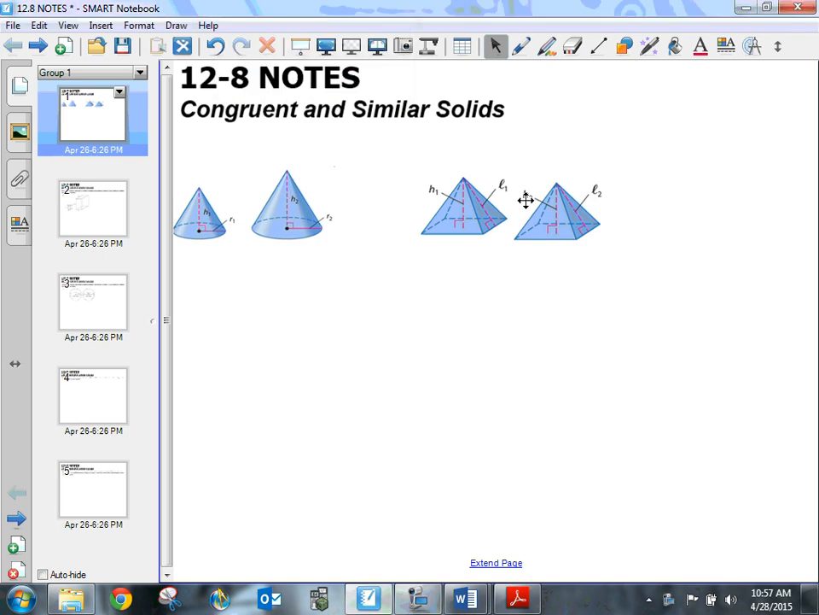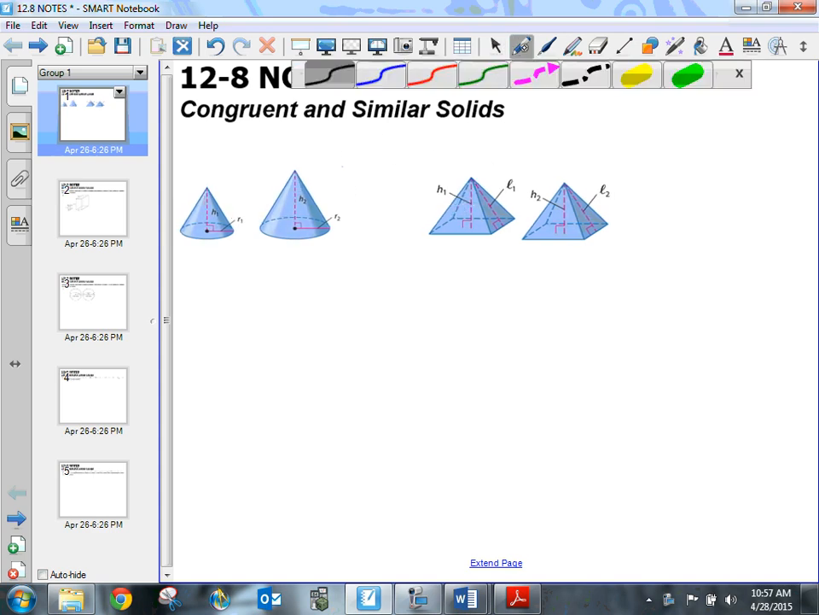Following is a video for 12.8 notes, and the title of the section is called Congruent and Similar Solids. So we're going to look at the attributes of those. The first thing I want to talk about real quick is similar solids.